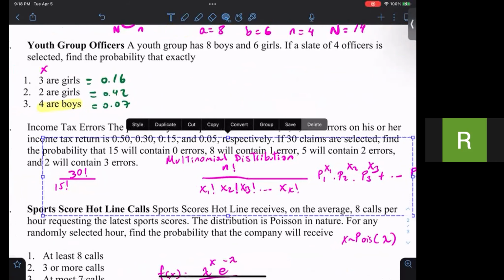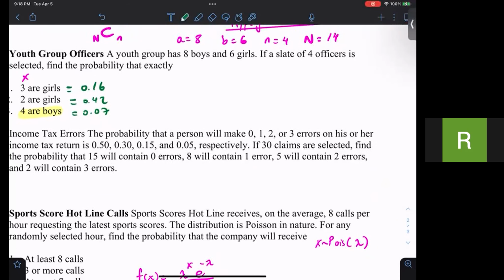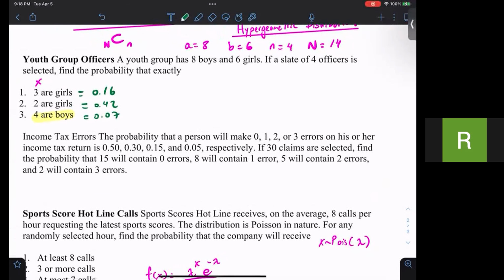Let me erase this stuff for you. Okay, so they say here, income tax errors: the probability that a person will make 0, 1, 2, or 3 errors on his or her income tax is 0.50, 0.30, 0.15, 0.05 respectively. If 30 claims are selected, find the probability that 15 will contain 0 errors, 8 will contain 1 error, 5 will contain 2 errors, and 2 will contain 3 errors.